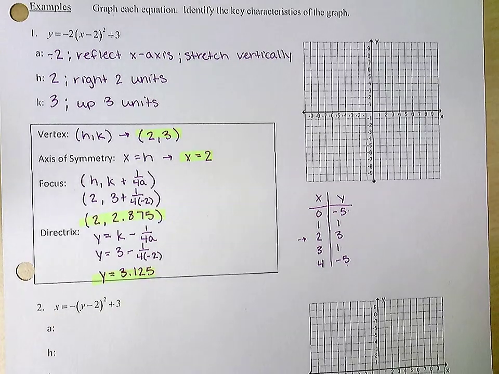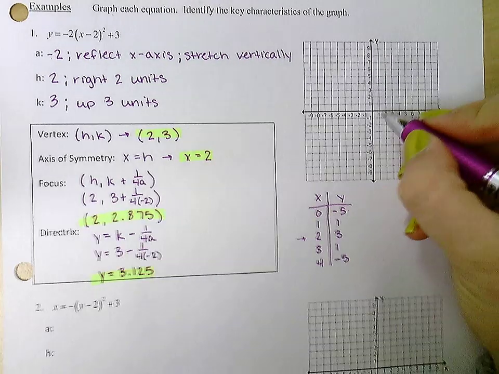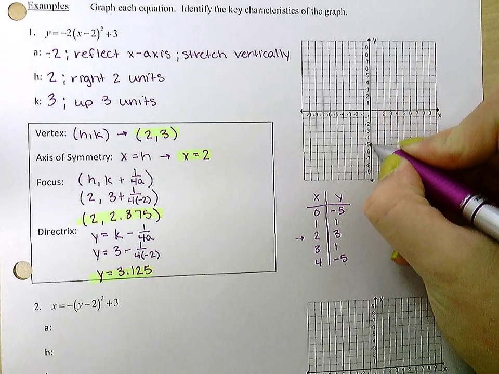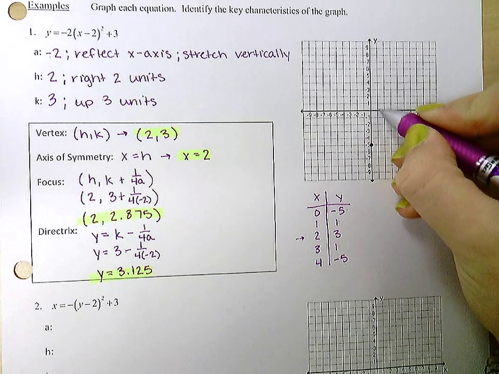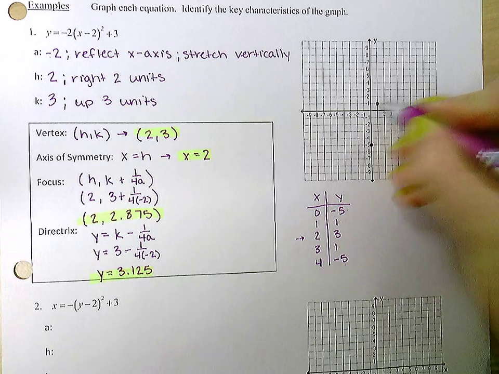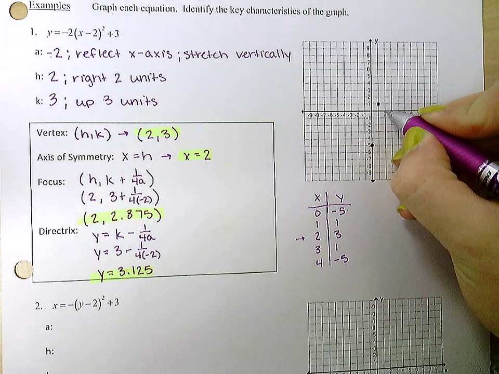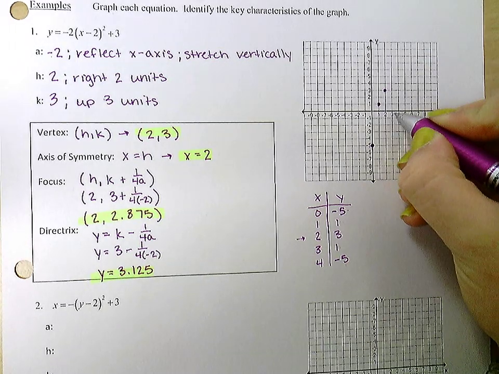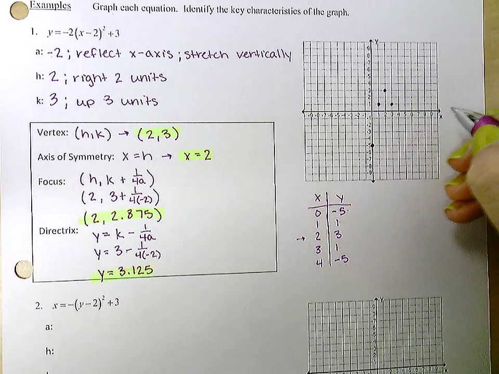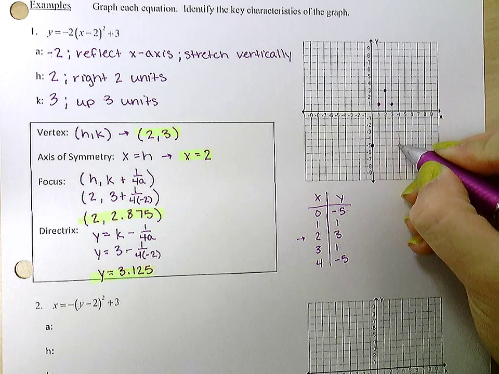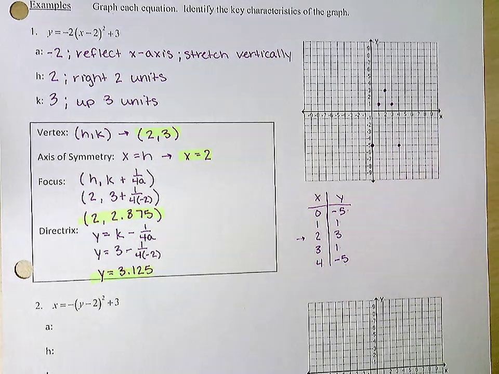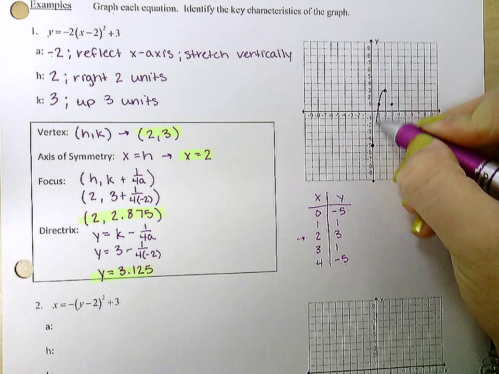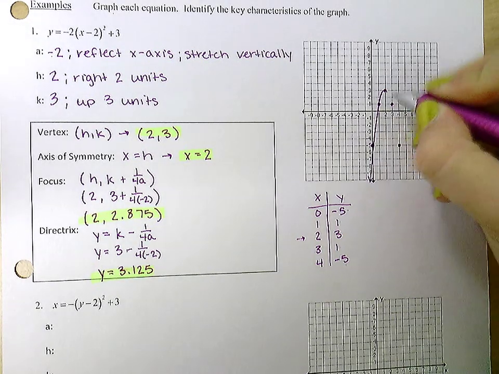From here, you can just plot those points. So we have (0, -5), (1, 1), (2, 3), (3, 1), and (4, -5). Then you can just connect those to make your parabola shape.